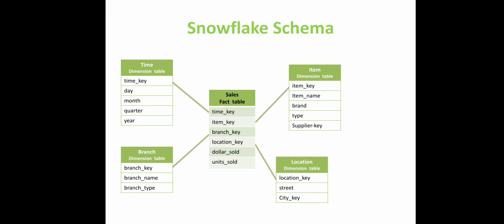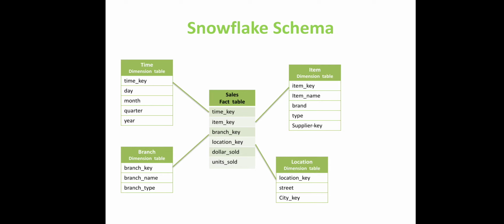With the time key, we have a separate time dimension table which has time key, then day, month, quarter, year. Next is the item key, with an item dimension table with its name, brand, type and supplier key. Then next is the branch key, which has its name and type in a separate branch dimension table, and the last is the location key with the location, street and city key.